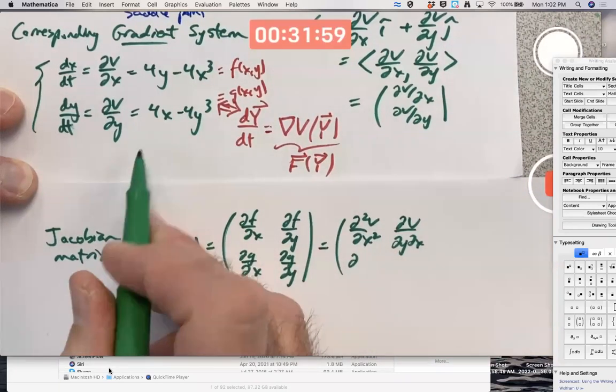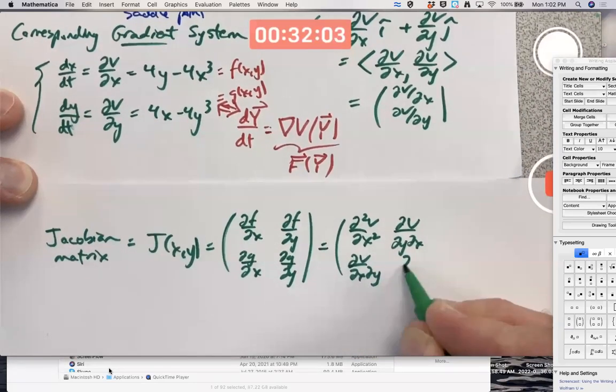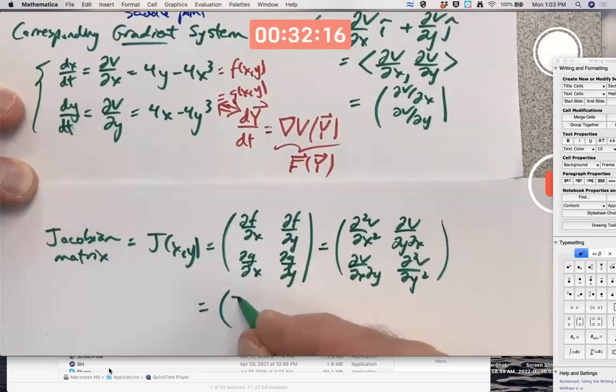g is the partial of v with respect to y. I'm going to get the exact same matrix. That's no accident. The Jacobian matrix of the system is the Hessian matrix of the function. Weird, but true. And it's symmetric. It's the same matrix as before.